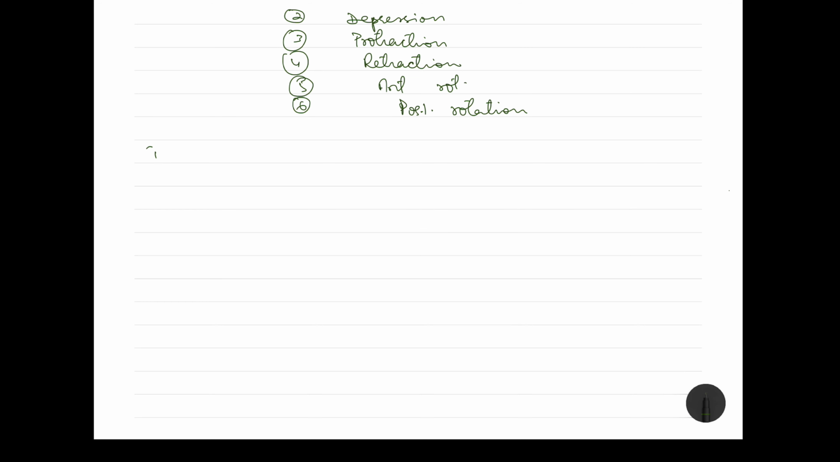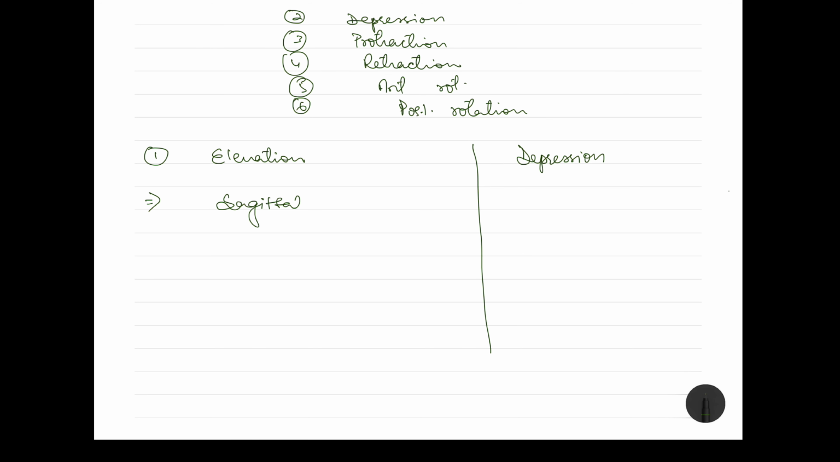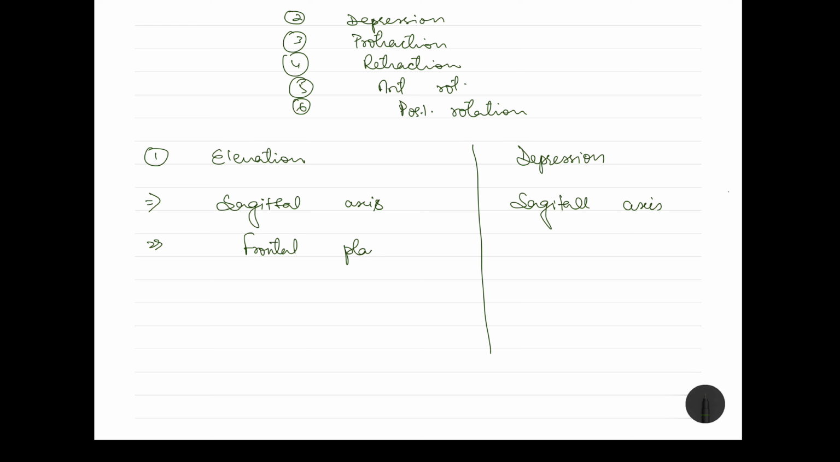So first let's start with elevation and depression. These both movements happen in the sagittal axis. The depression also happens in the sagittal axis. Now if you talk about the plane, then these both movements occur in the frontal plane. So they occur in the sagittal axis and in the frontal plane.